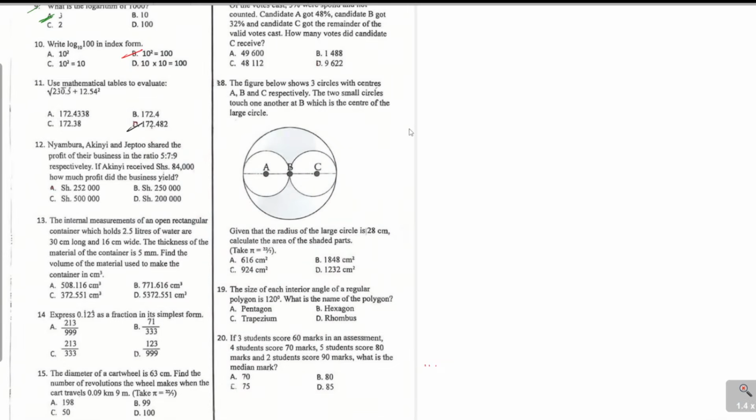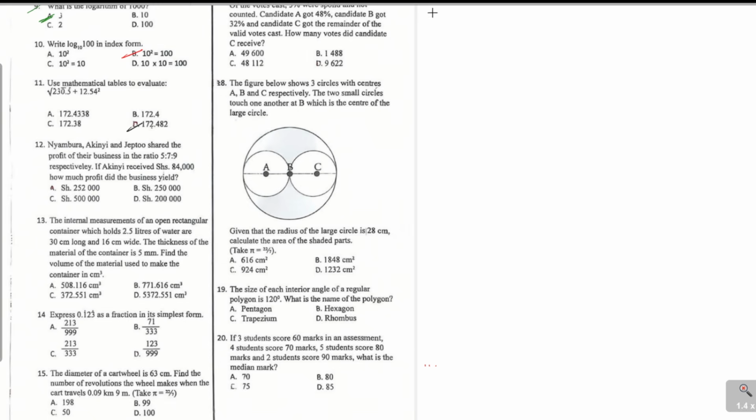Question 12. Nyambura, Akinyi, and Jepto shared the profit of their business in the ratio 5:7:9 respectively. If Akinyi received 84,000 shillings, how much profit did the business yield? So question 12.